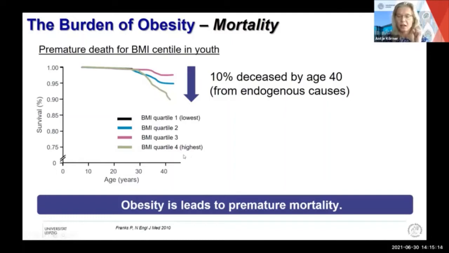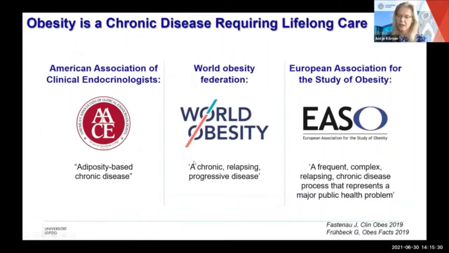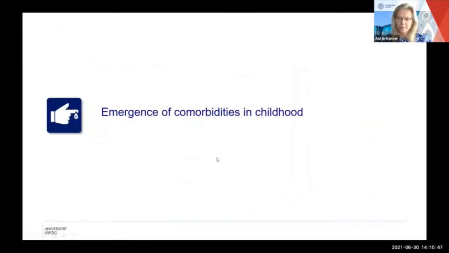And you see that of those who had been in the highest quartile of BMI during childhood, 10% have already died by the age of 40. So it is really, in the end, a fatal disease. And not only because of this, but the major leading societies have acknowledged that obesity is a disease. It's actually a chronic disease, a complex disease that really requires lifelong care.